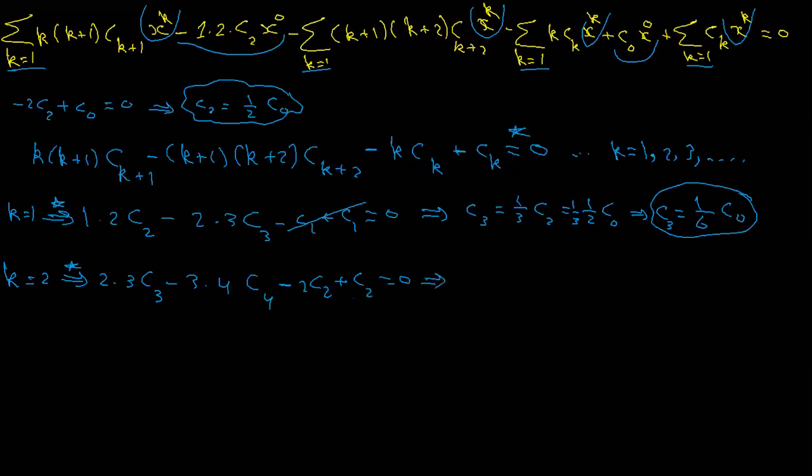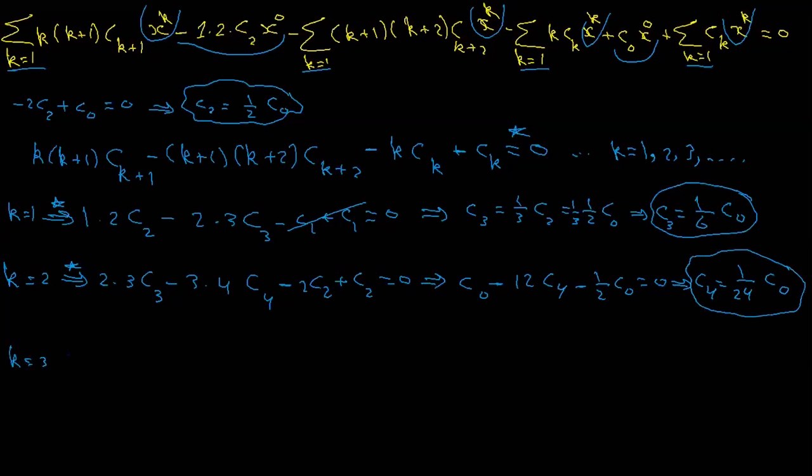Let us try to find this. It is 2 times 3, 6, times C3, which is 1 over 6 C0, so I have only C0, minus 12 C4. Now, negative C2 and plus C2, you have only negative C2, and negative C2 is negative half C0. So negative half C0 equals 0. Moving this and dividing, your C4 is 1 over 24 C0. I found C4. Let me continue.